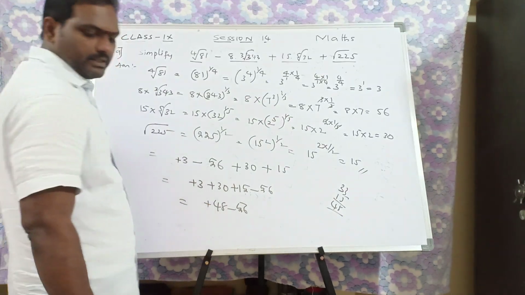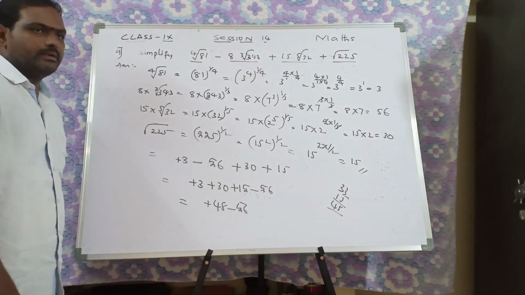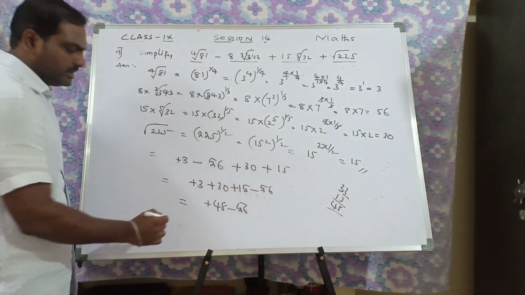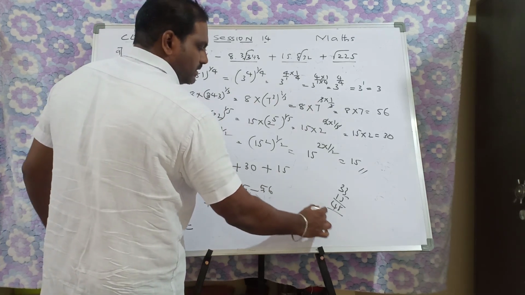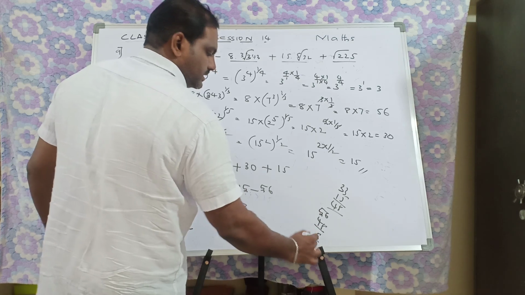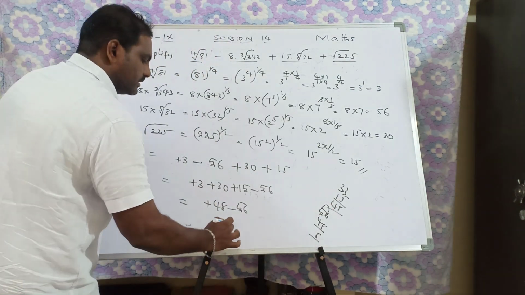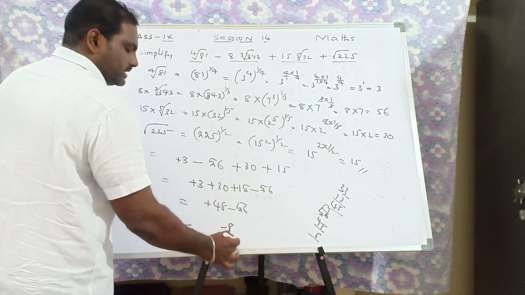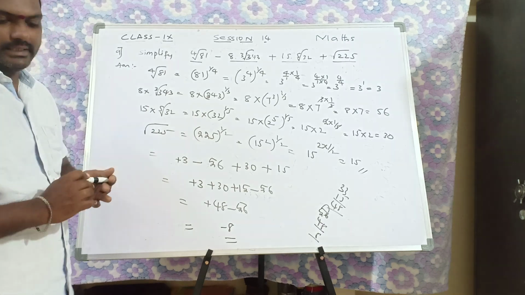One plus and one minus symbol is there, so we have to do subtraction. Subtract the smaller number from the bigger number and keep the symbol of the bigger number. 48 minus 56 is not possible, so 56 minus 48 is 8. So the answer is minus 8, because the symbol is minus.